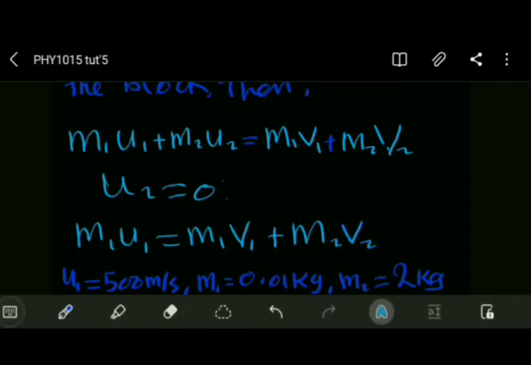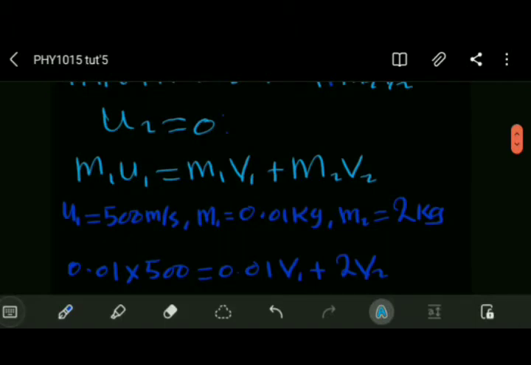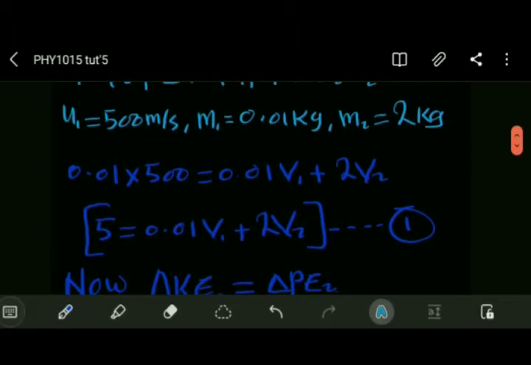Okay, so we actually have the values of U1, M1 as well as M2. We can substitute them, and that makes the equation look simpler. So if we substitute, we get this, and then finally we have this. So the conservation of momentum has given us equation 1.